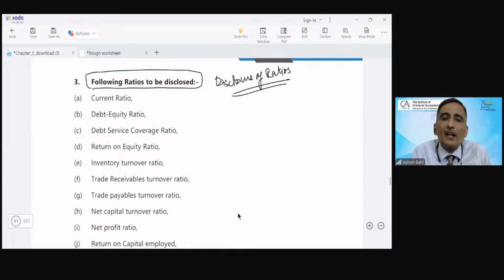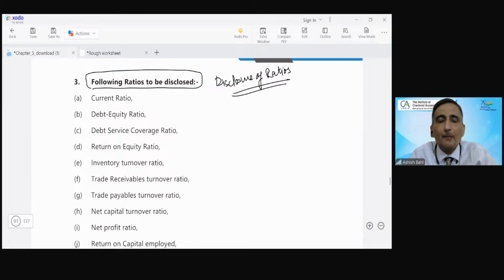So disclosure of ratios. These ratios, friends, this question came in just the last exams. Probably in the September 24 exams, I think this question had come: mention any 2-3 ratios which are to be disclosed in accordance with the requirements of Schedule 3, and what disclosures are required to be made by the company in respect of such ratios. Okay. So you have to remember the names of such ratios.